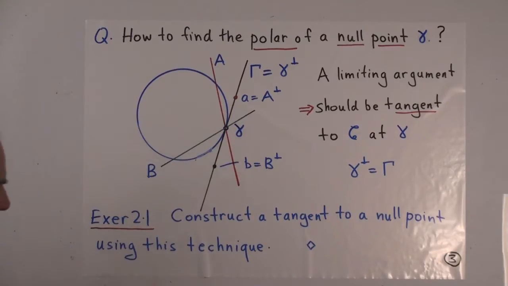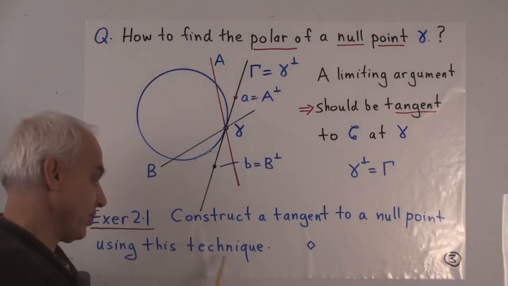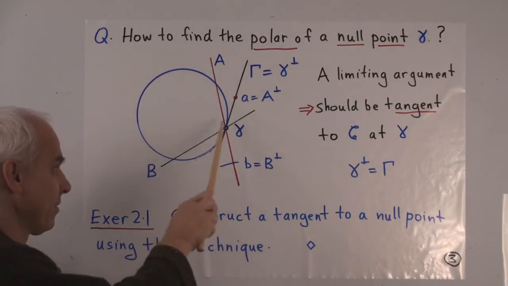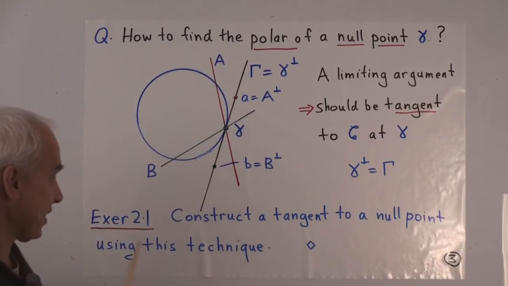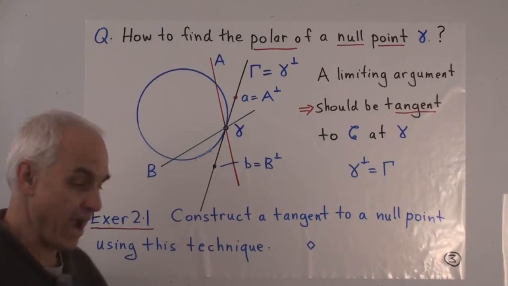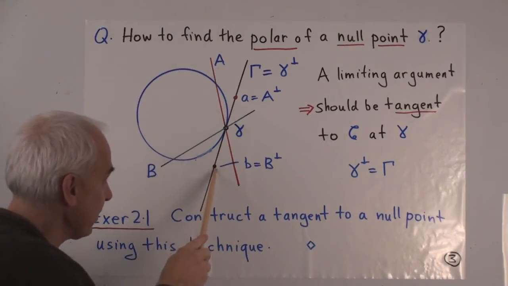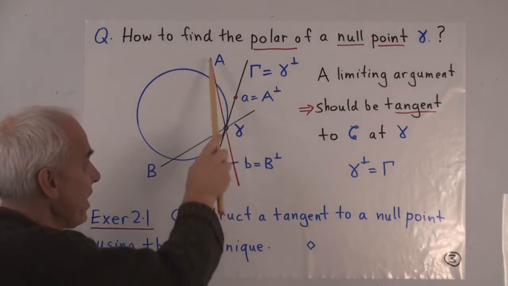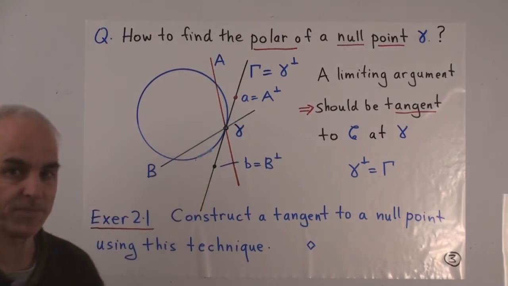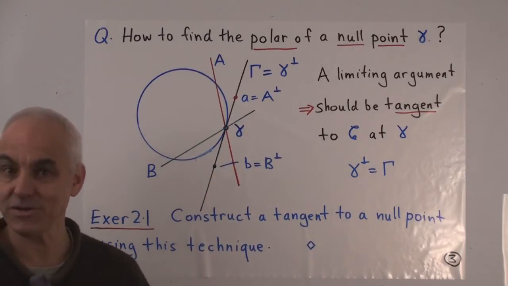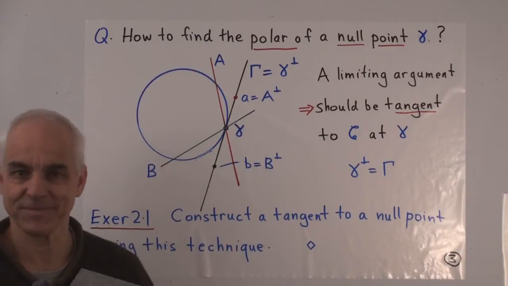So here's a good exercise for you. Construct a tangent to a null point using this technique. So start out with a circle, draw a point on the circle, and ask yourself, okay, now I'm going to figure out how to construct this tangent by actually first constructing the pole of some line through there, the pole of another line through there, and then joining them up. But each one of those constructions itself will require some understanding of the pole-polar situation.